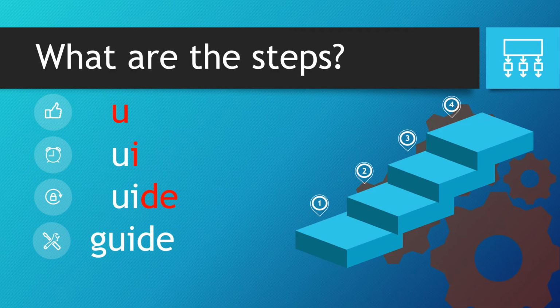So here are the steps. We start with the U, then the I, then the DE of Dennis, and then there's the G at the start, but that G sound is very, very clear from the offset.